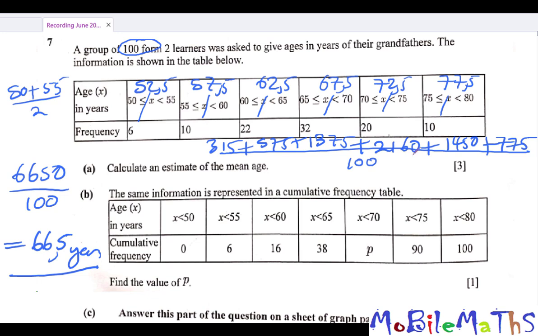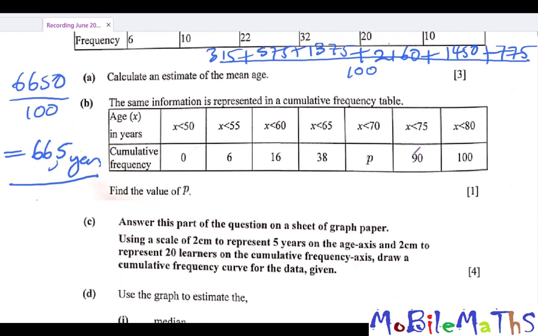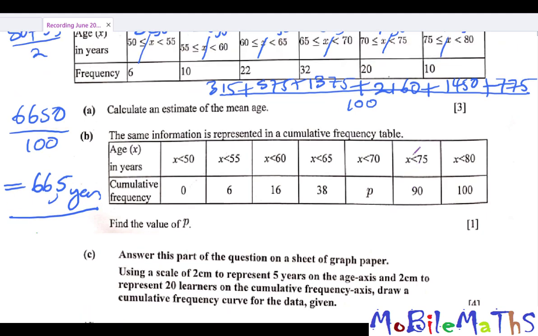After having our frequency, we can get our cumulative frequency. How? For x up to 0, we have 0. Then for 50 to 55, we've got 6. So you say 0 plus 6, we get this one. Then to get this one, we are saying 6 plus 10.